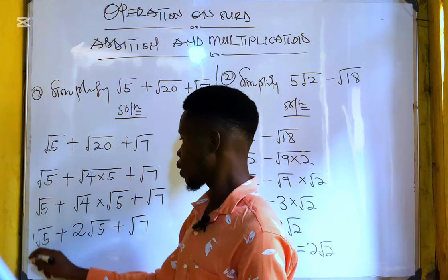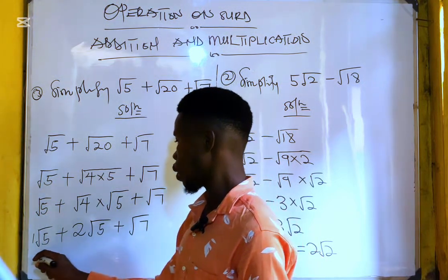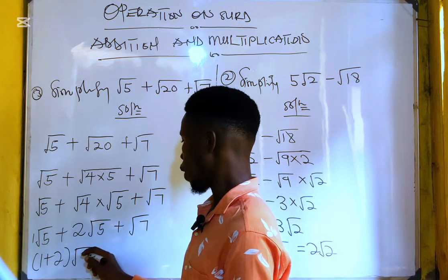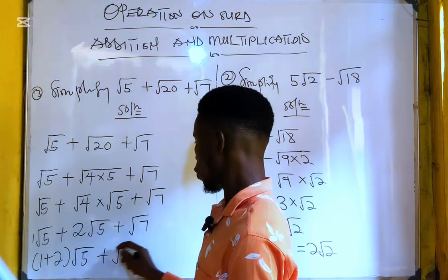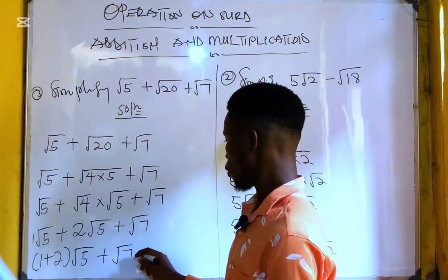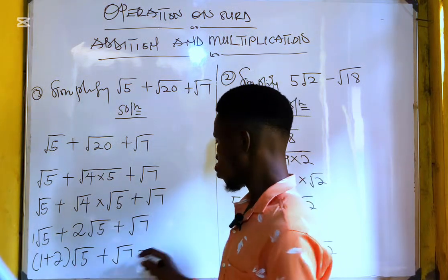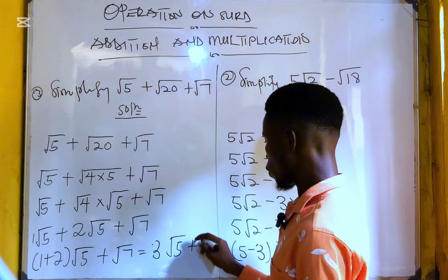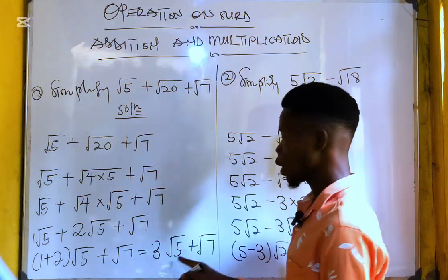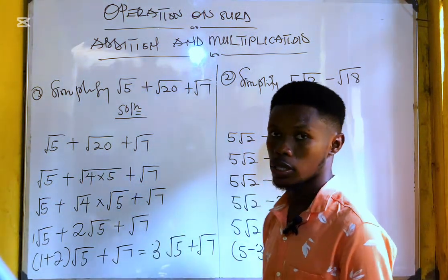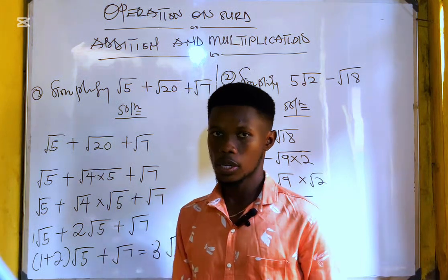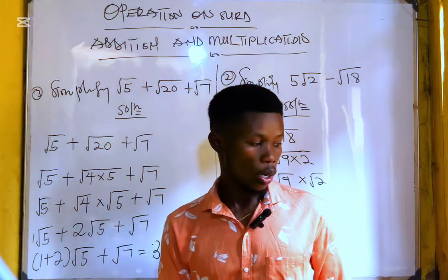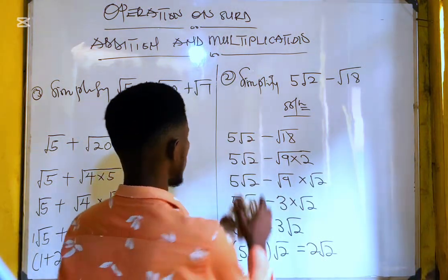Now this one, the coefficient is 1. So normally we don't write it. So we are going to have 1 plus 2 root 5 plus root what? 7. So 1 plus 2 will be 3 root 5 plus root 7. So this we can't do anything about. So this is how far you can simplify it. Is that okay? Now let's look at the last example, and you also look for some examples and try on your own. Okay, good.